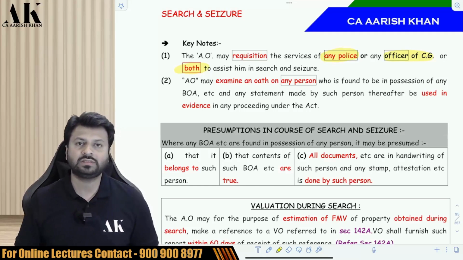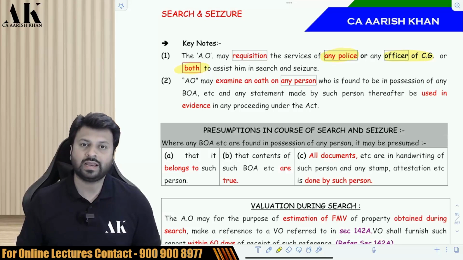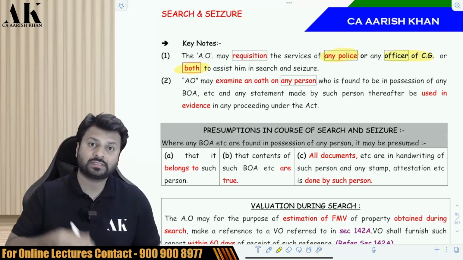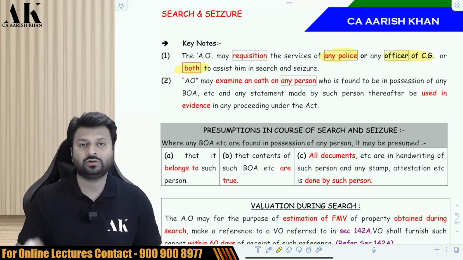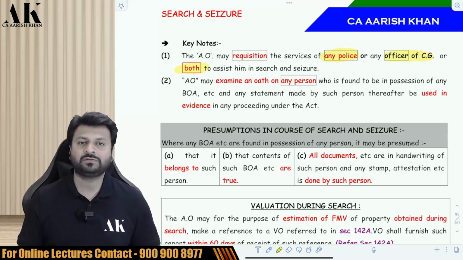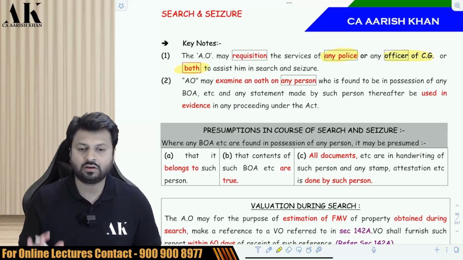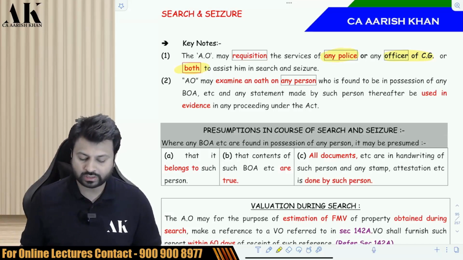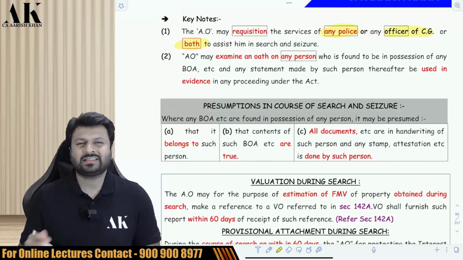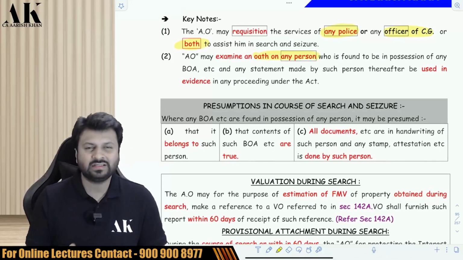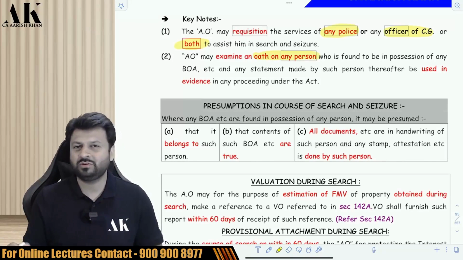Because sometimes what happens, the assessing officer is trying to do the search and seizure, and in revolt against that, the assessee tries to attack the assessing officer. So for the purpose of safety, the officer has to take the help of any police officer, officer of central government, or both. Okay, let's go ahead. Now, the AO may take an examination on oath of any person that we have done search and seizure and we are taking all these things from you, etc.